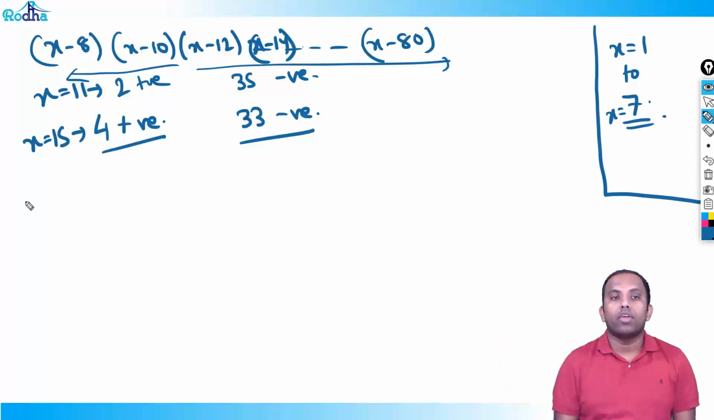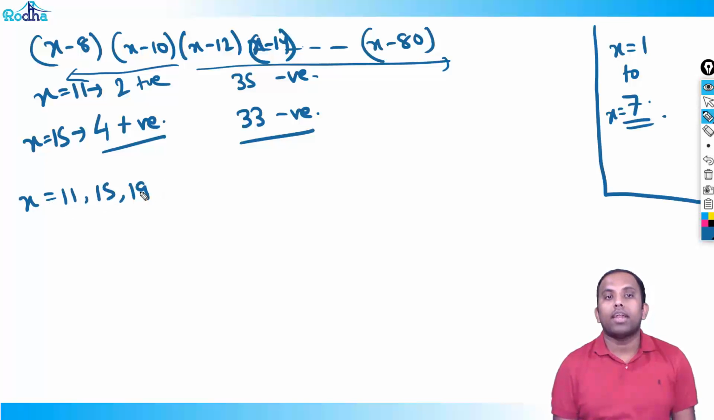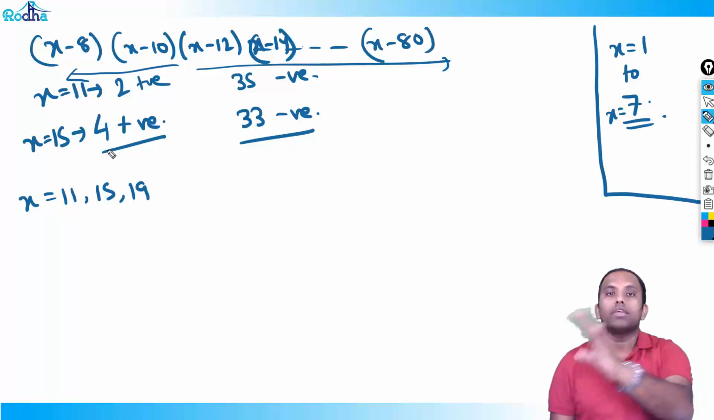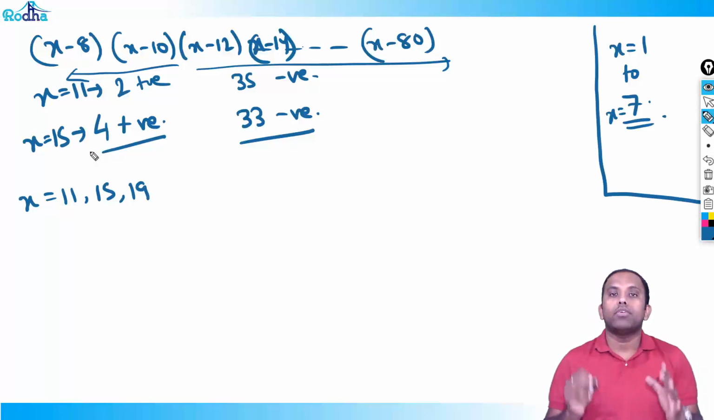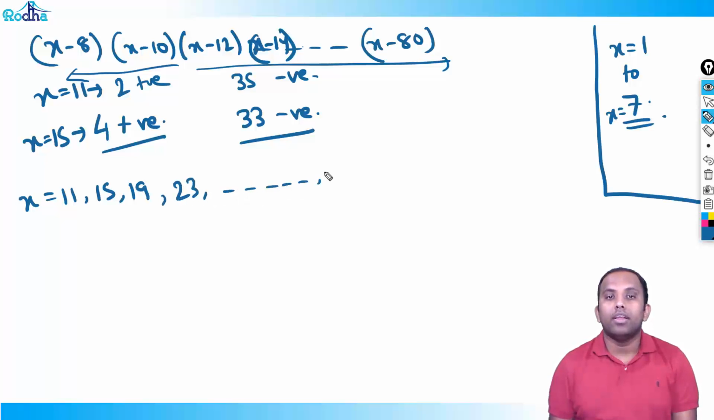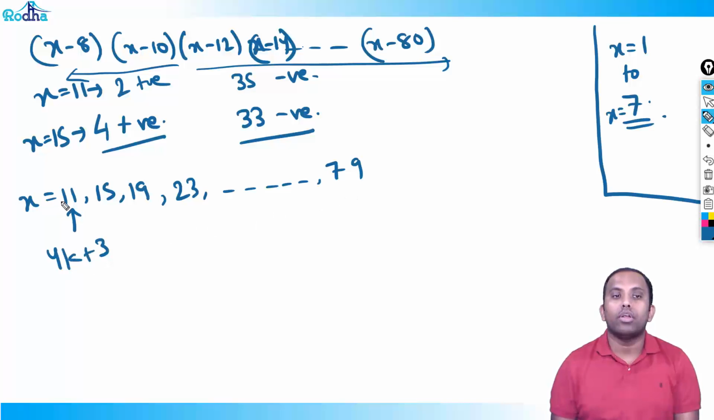So x equal to 11, then 15, then 19, because at 19 two further terms become positive, that means 4 plus 2, 6 terms positive and the rest 31 terms negative. The multiplication of 31 negative terms is negative only. So 11, 15, 19, 23 till 79, because these are all of the form 4k plus 3. 4 into 2 plus 3 is 11, 4 into 3 plus 3 is 15.